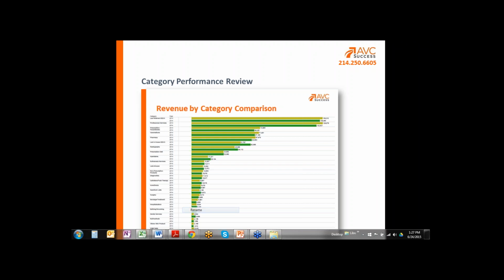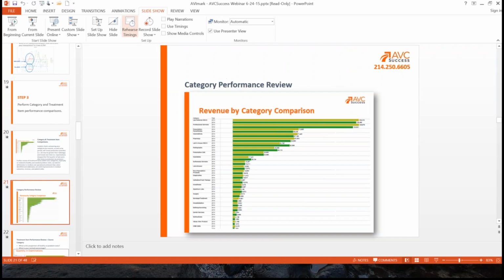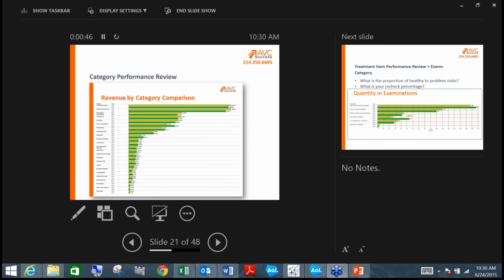What you see on the screen now is what I was talking about, and you can do this by output directly from your Avimark system in terms of looking at the comparisons. This happens to be a year-to-date between two years. It's important to look at that every month, because if you look at this particular practice, professional services declined somewhat. And notice that their number one category is laboratory services, and that is the trend these days.